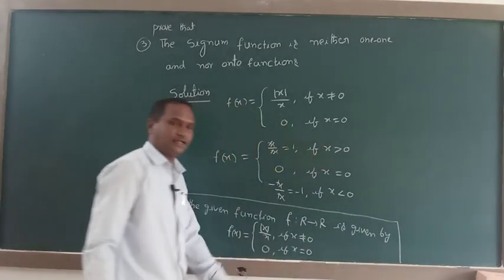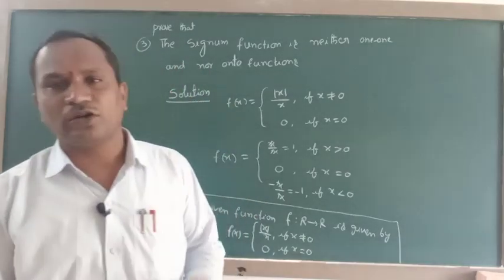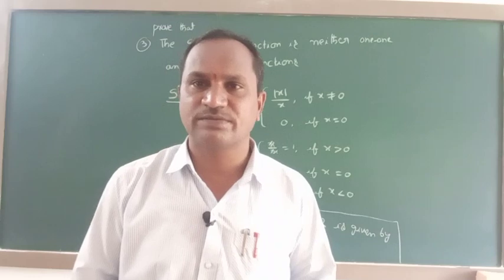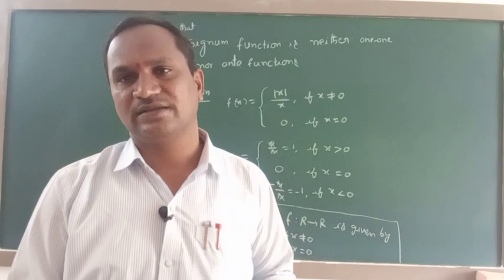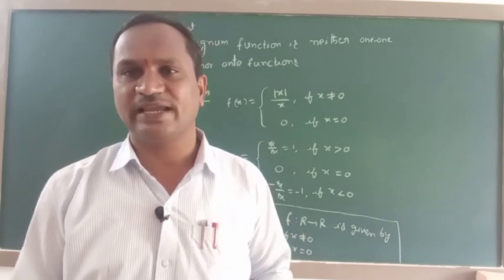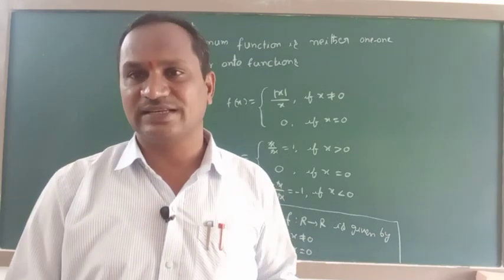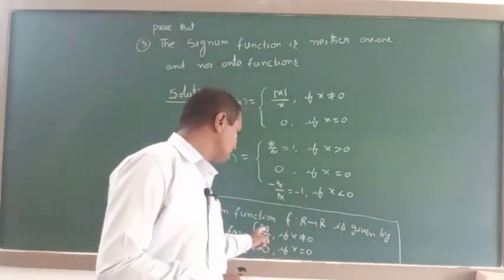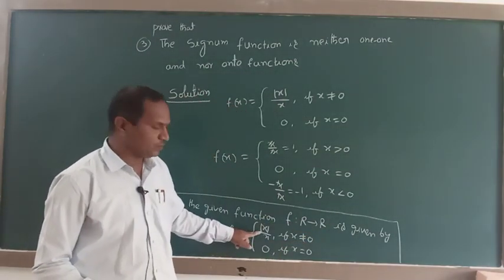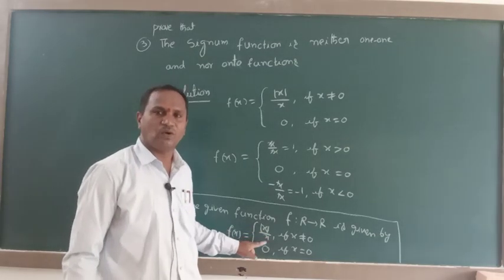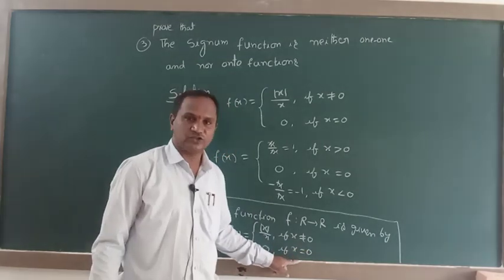But all these are real valued functions. When we call them real valued functions, it means the domain, codomain and range are the set of all real numbers. When domain and codomain are the set of all real numbers, those types of functions are called real valued functions. So this function: f maps from R to R is given by f of x equal to modulus of x divided by x if x is not equal to 0, and 0 if x is equal to 0.